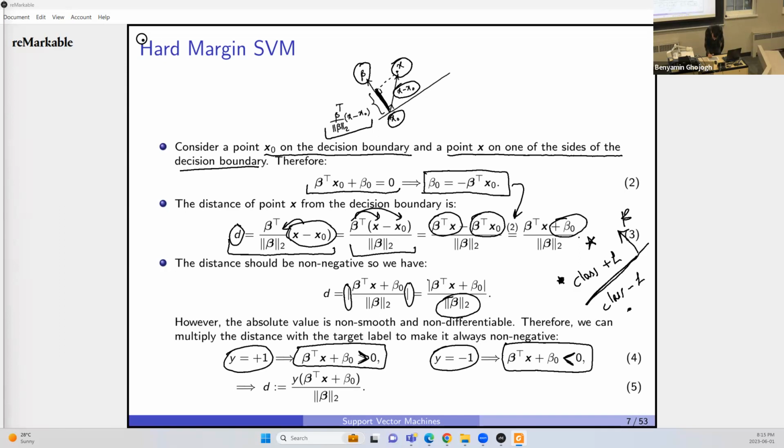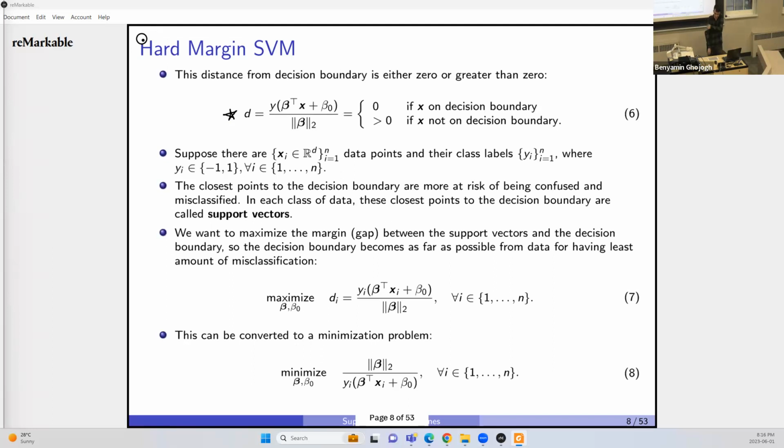So I can replace the absolute value of beta transpose x plus beta 0 by y times (beta transpose x plus beta 0). Now we understand the philosophy of why we use plus 1 and minus 1 as the class labels rather than 0 and 1. Using this technique, it became smooth. This is a good technique in machine learning. This is the distance d that we found. Now, if x is on the decision boundary, this distance is 0. When I'm not on the decision boundary, this distance is positive.